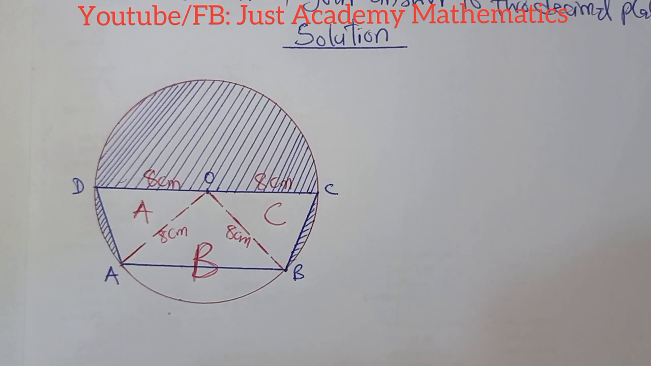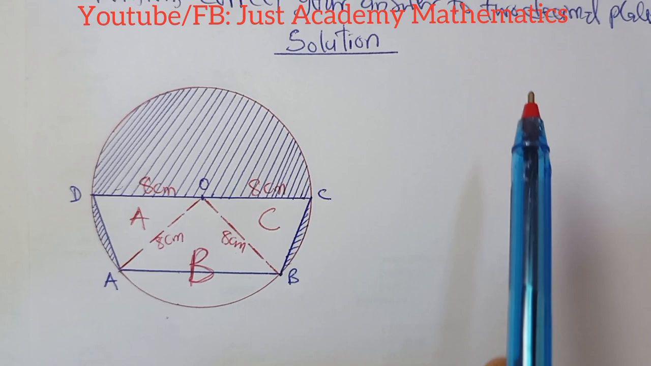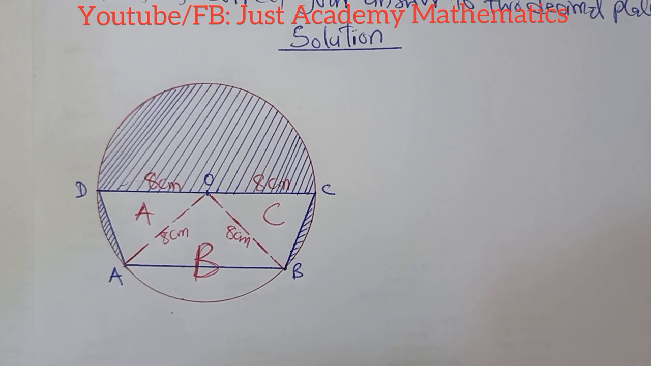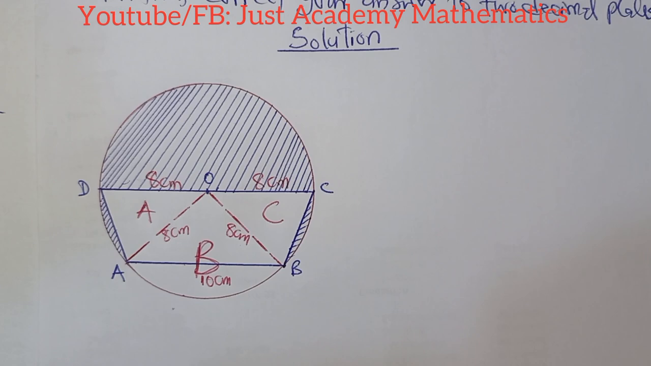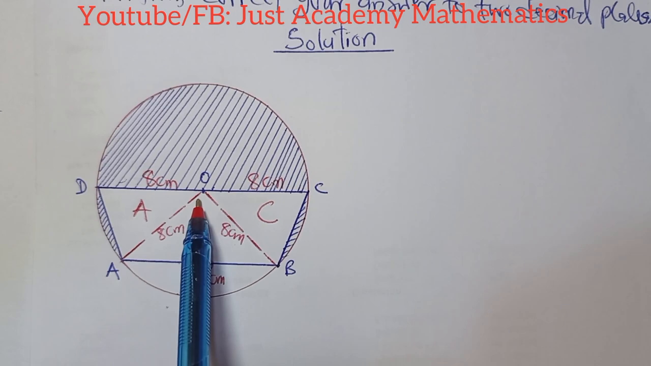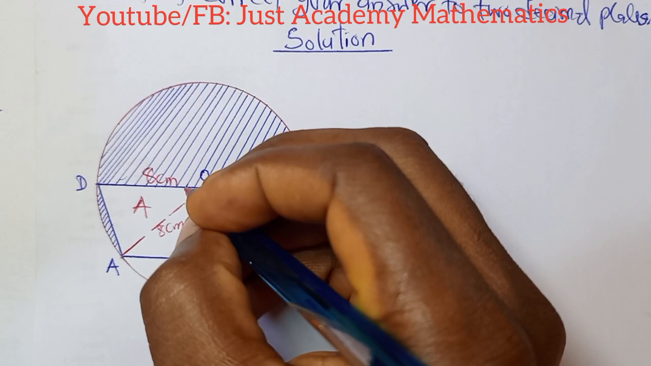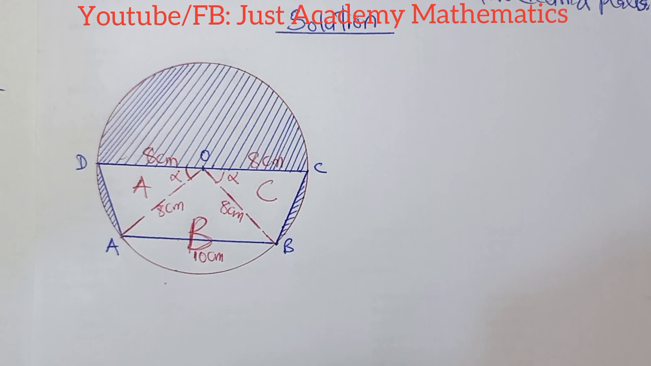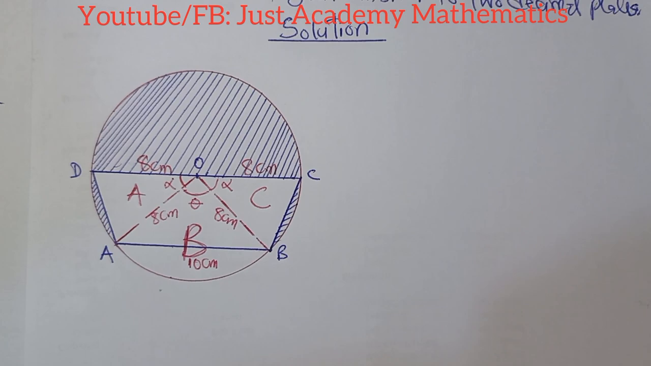Remember that the chord AB is given in the question. They said that AB is what? 10 cm. That means from here to here is 10 cm. And if that is the case, we are interested in finding this angle. If we can know this angle, we can find these two angles. Because this angle here, let's call it alpha, and this angle here, let's call it alpha, is the same. So let's get theta first. We need to get theta first if we'll be able to get alpha.